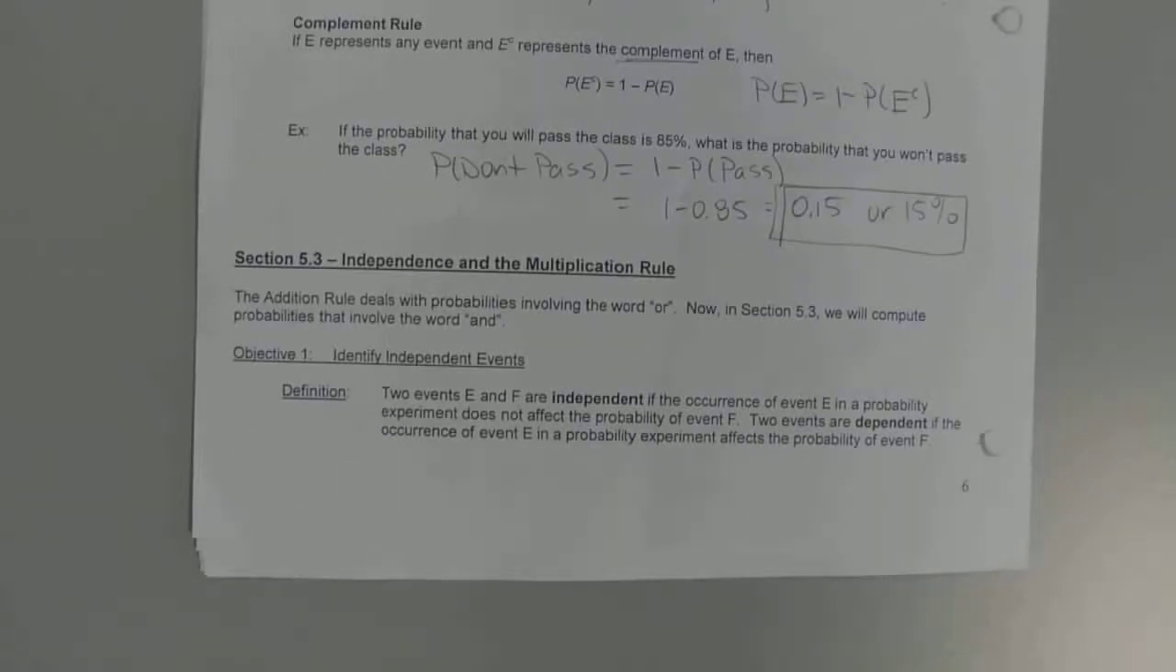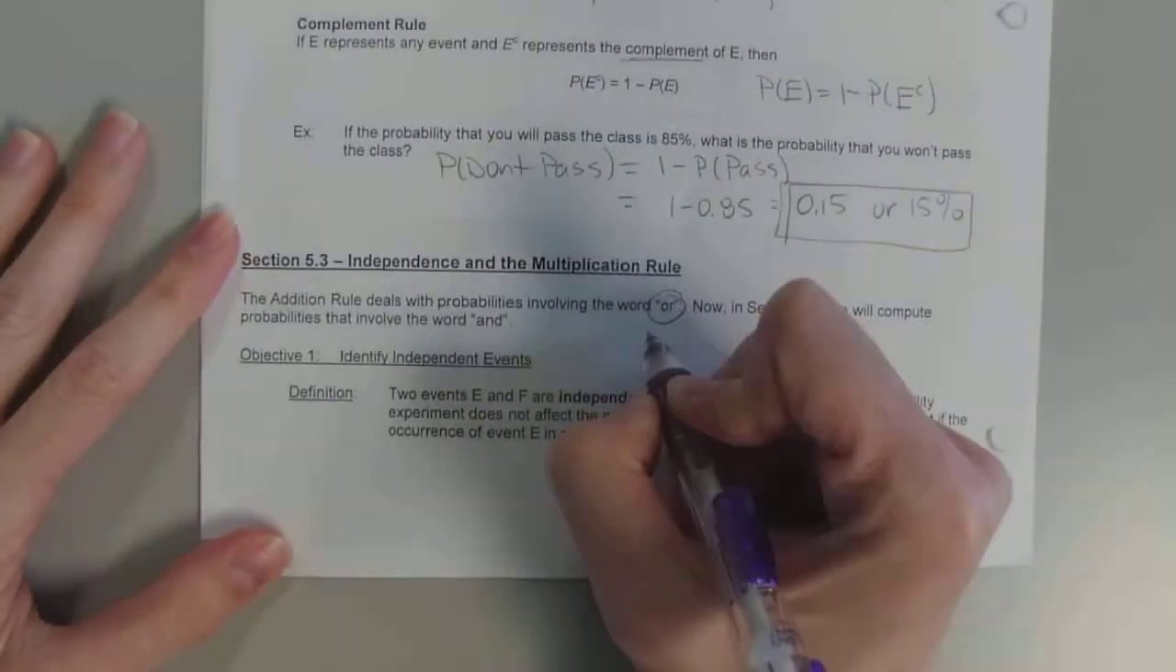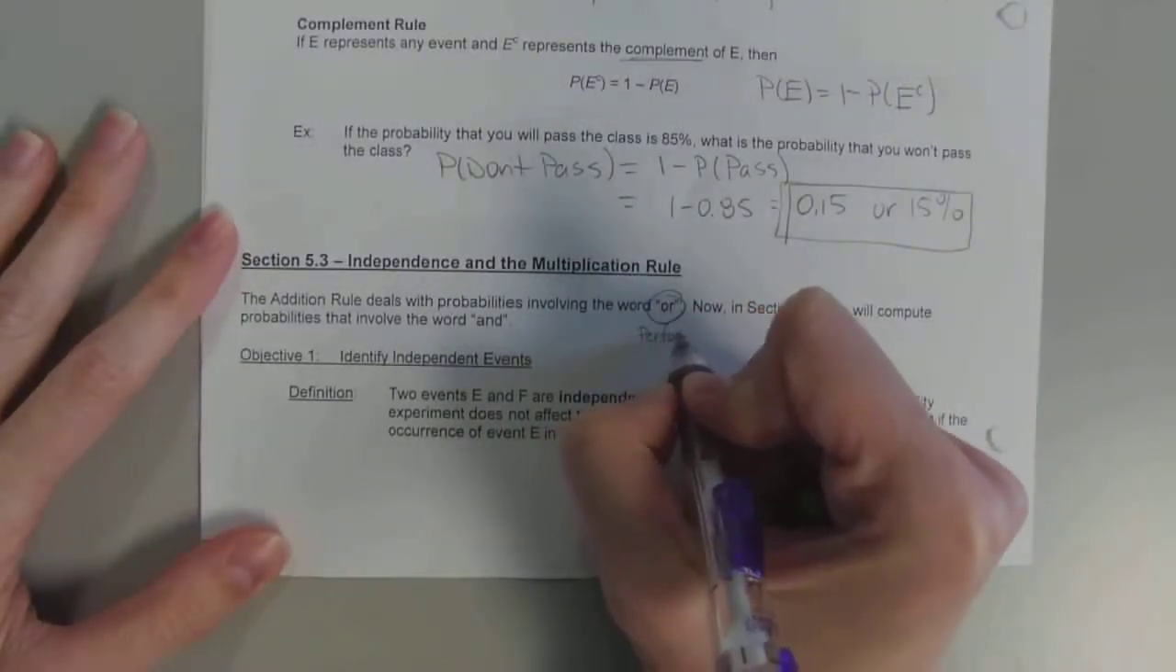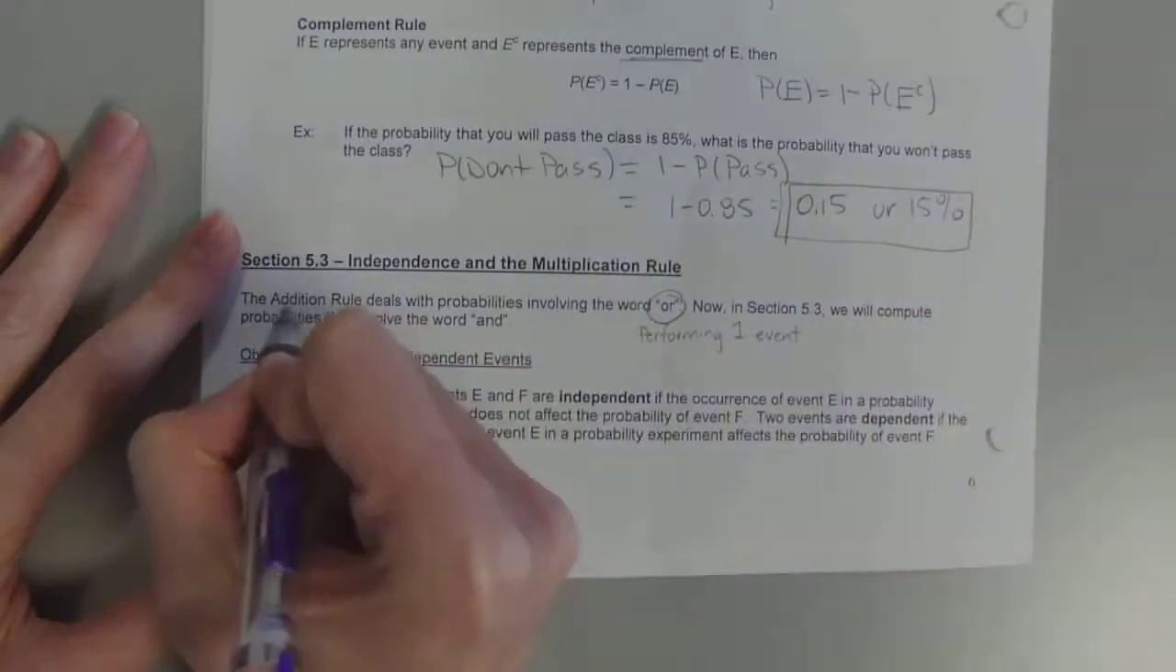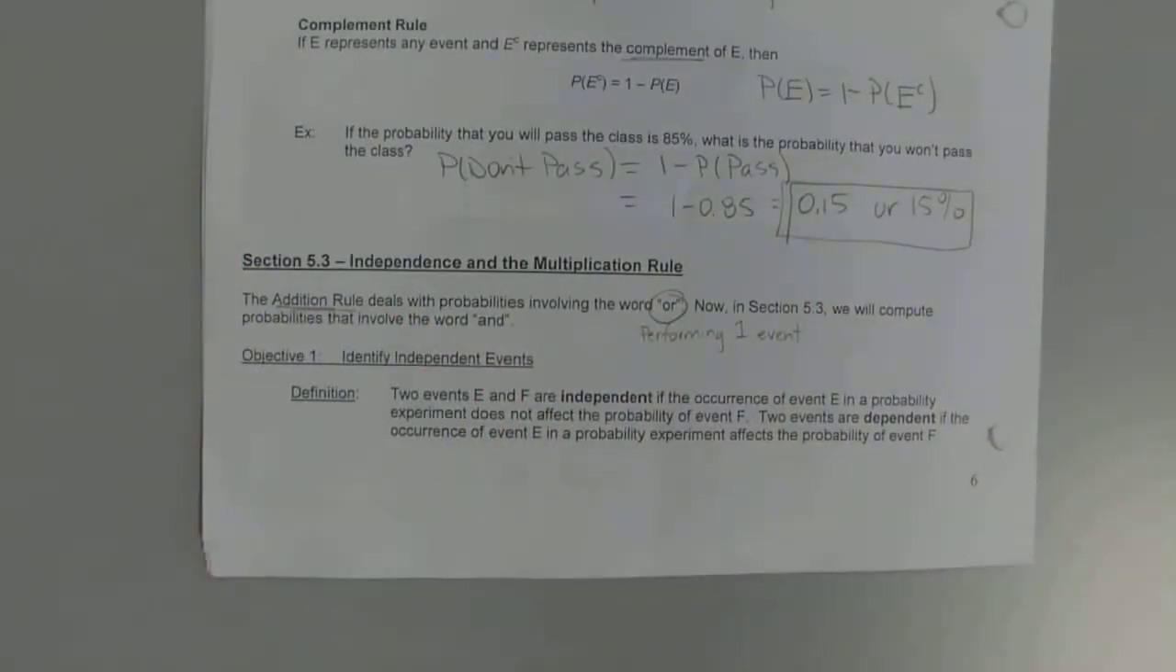Section 5.3 is all about independence and the multiplication rule. So the addition rule has the word "or," and that's when you're performing one event. You use the addition rule. When you see that word "this or that," you're going to use the addition rule.